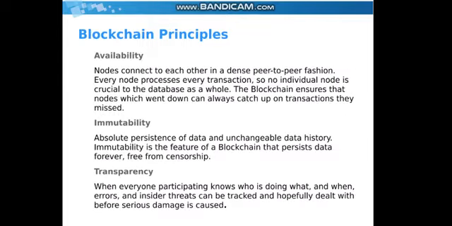Blockchain principle. Availability. Nodes connect to each other in a dense peer-to-peer fashion. Every node processes every transaction, so no individual node is critical to the database as a whole. The blockchain ensures that nodes which went down can always catch up on the transactions they missed.